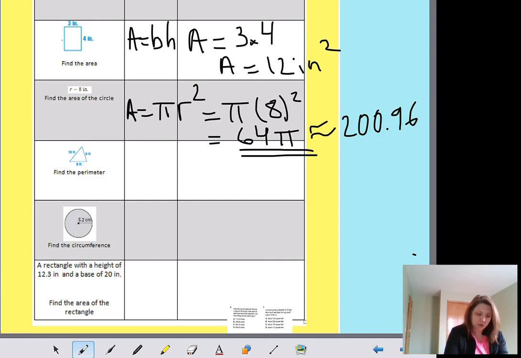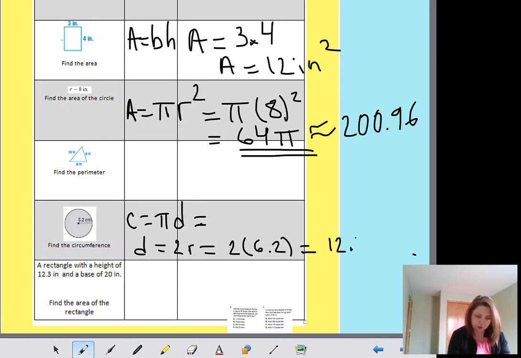Find the perimeter of this triangle. We just need to add those 3 sides with that example like this. Find the circumference when it's given with that example. Well, the circumference will be C is pi times d. So in this case, we have the radius given as 6.2. So the diameter of a circle is twice the radius. So we have to multiply 2 times 6.2, which will be 12.4.